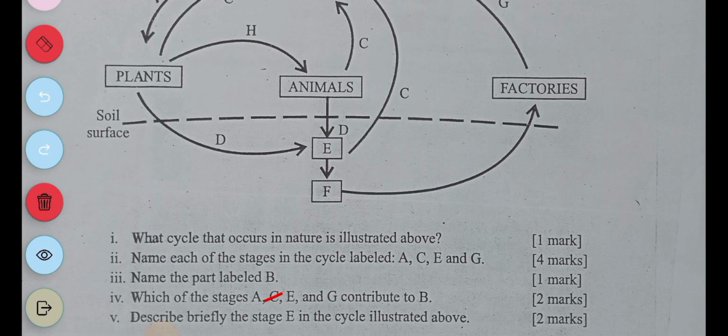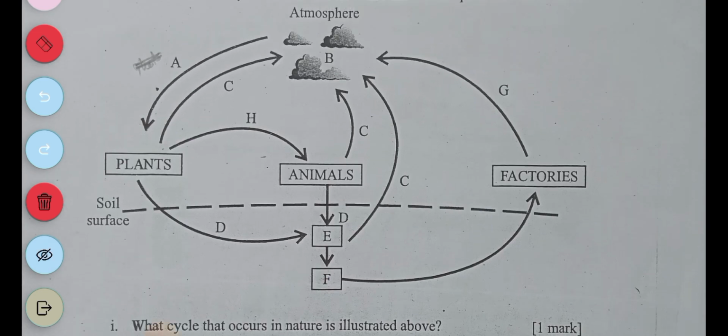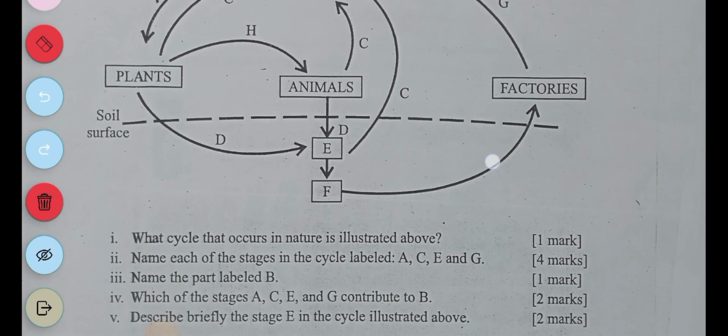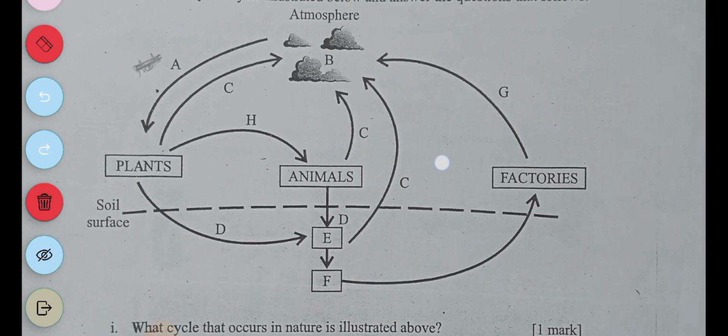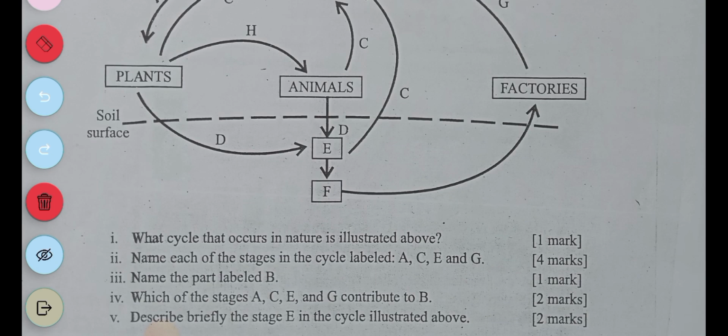Now, E is fossilization. It doesn't introduce carbon dioxide into the atmosphere. Now, G. Let's look at G for a moment. G introduces carbon dioxide into the atmosphere because of the factories. So G is also there. Now let's see A. A isn't. So our answers are C and G. They lead to the contribution. They lead to an increase in carbon dioxide in the atmosphere. So our answers are C and G.